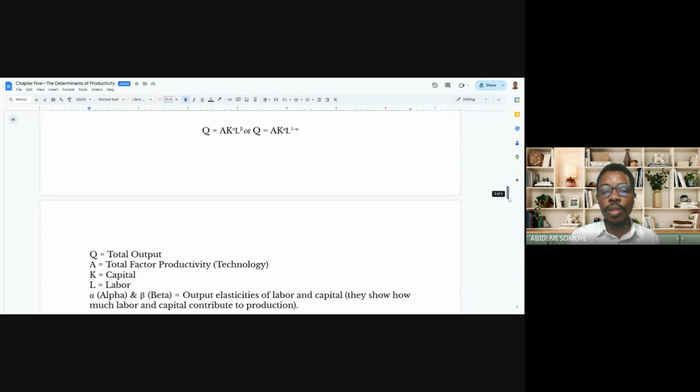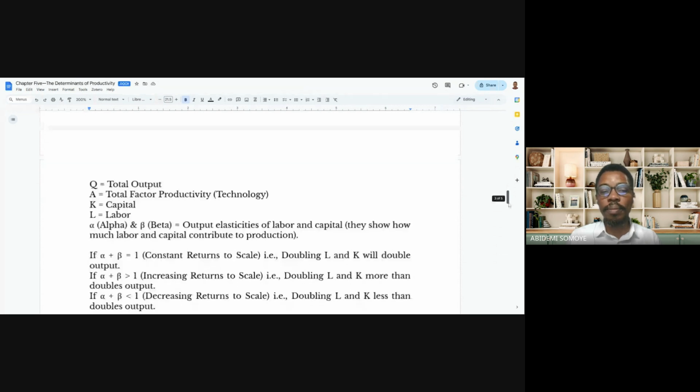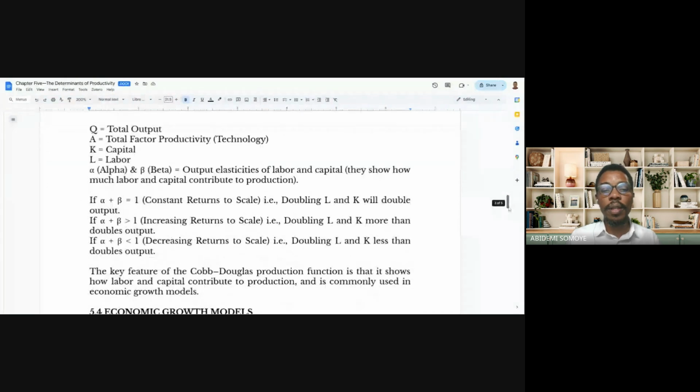Okay, so Q is total output, A is total factor productivity, for example, technology, K is capital, L is labor, alpha and beta are output elasticity of labor and capital. They show how much labor and capital contribute to production. Furthermore, if alpha plus beta equals 1, we call it constant returns to scale. And what does that mean? Doubling labor and capital will also double output with the same proportion.